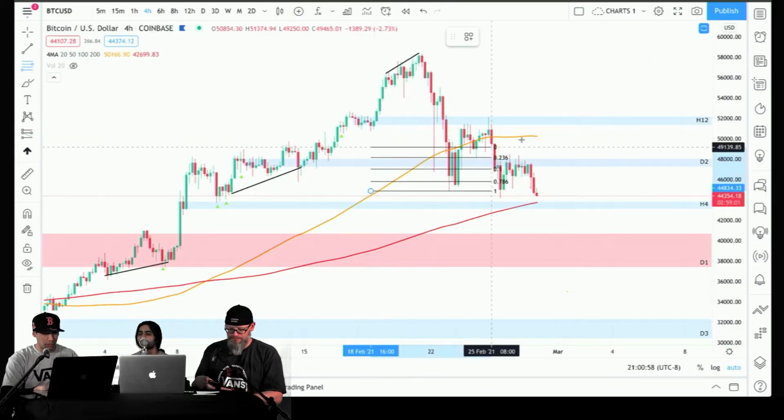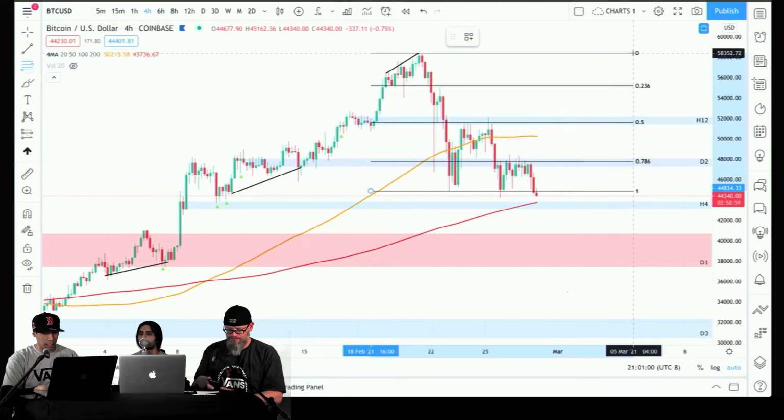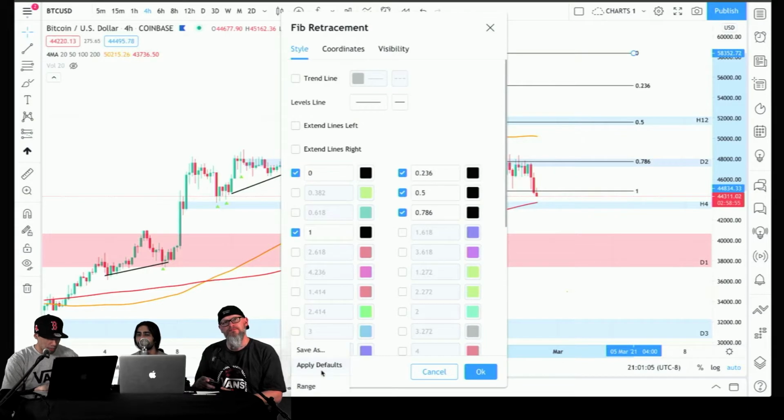So we're going to start from the bottom of the swing low and stretch it up to the high, right? And I'm not sure why this, I must have saved it as a default, but you guys all know how the Fibonacci looks, right?